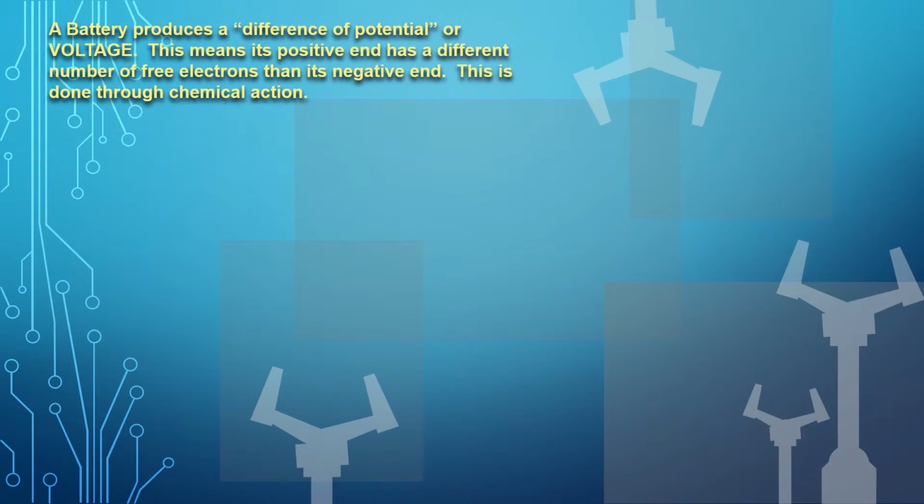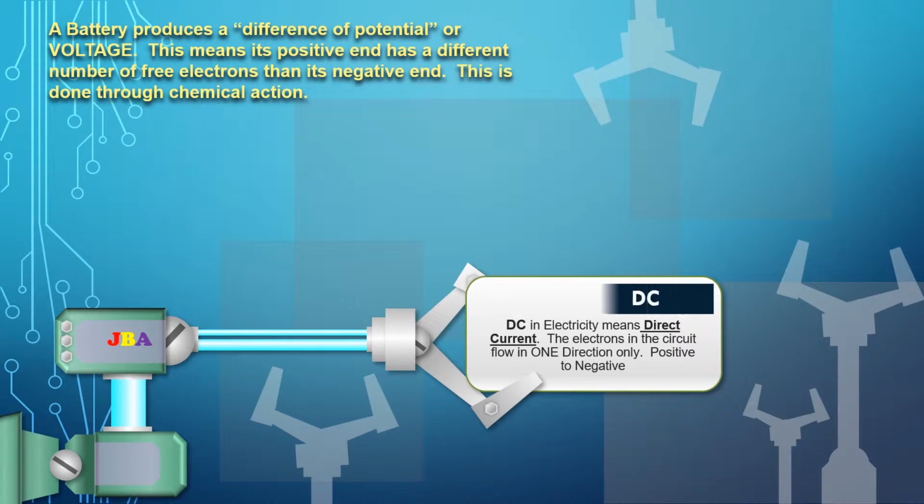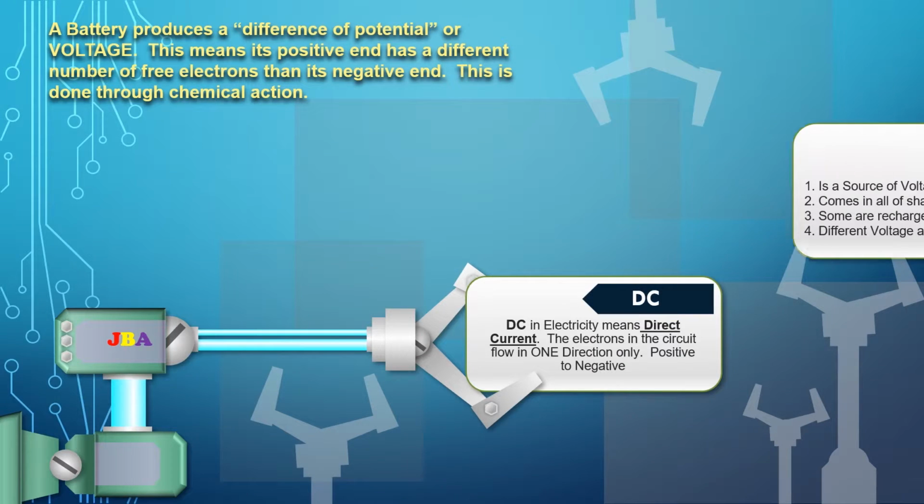A battery produces a difference of potential, or voltage. This means its positive end has a different number of free electrons than its negative end. This is done through chemical action. DC, when talking about electricity, means direct current. The electrons in the circuit flow in one direction only, positive to negative.